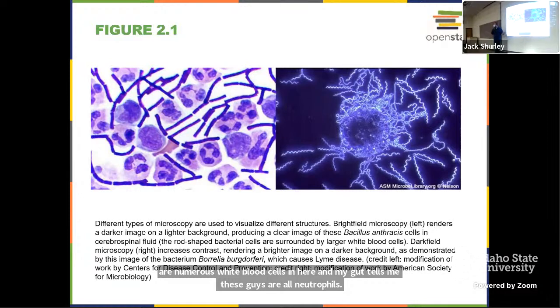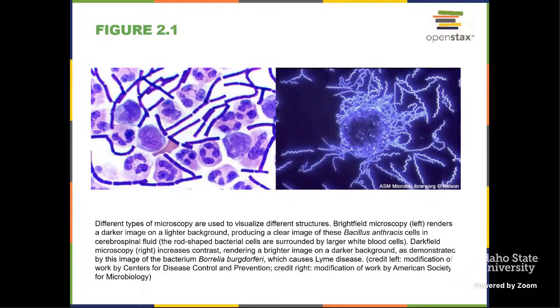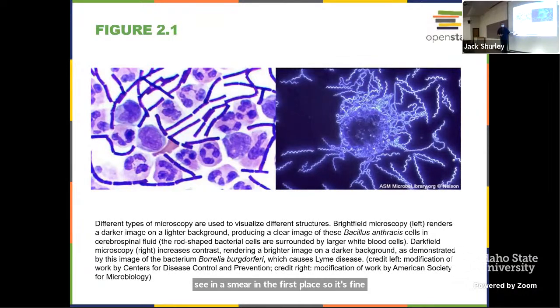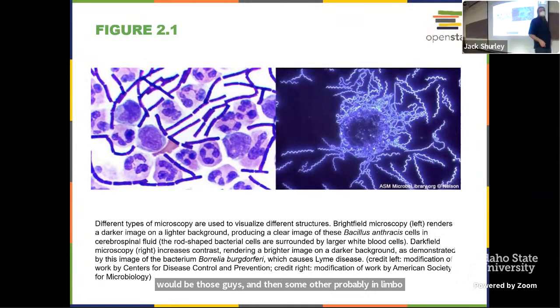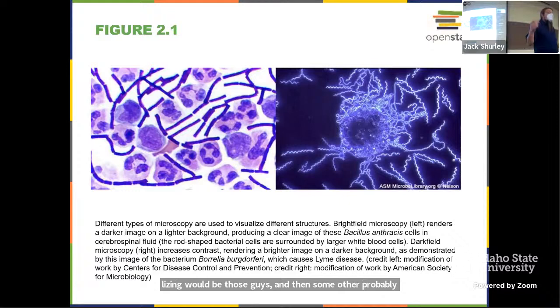But they're some of the most common white blood cells that you would see in a smear in the first place. So it's highly likely that the bulk of what you're going to be visualizing would be those guys. And then some other, probably lymphocytes, T cells or B cells, something like that, all right?